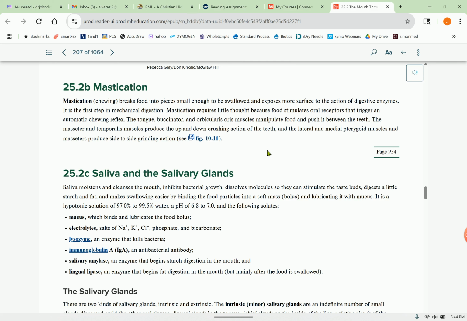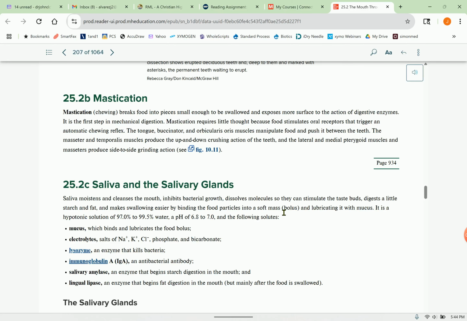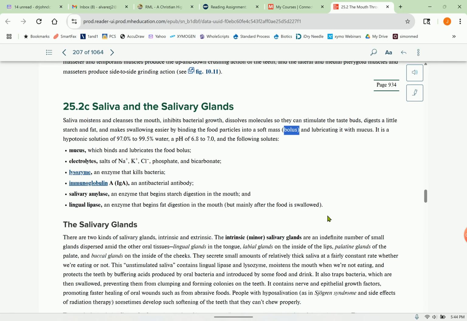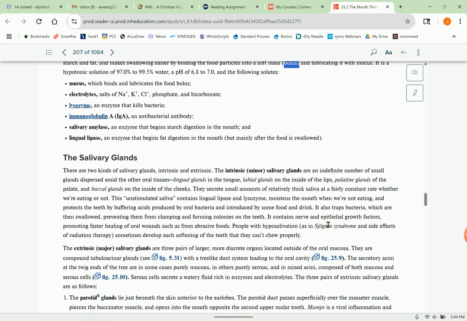When you start chewing your food and you break it down and then you begin the swallowing process, the food is now a bolus. Okay, so that bolus will then go into the esophagus and then eventually enter into the stomach. All right, earlier we talked about the amylase, and then here's the lingual lipase. Lipo or lipid is fat. ACE lets you know that it is an enzyme. And if ACE is attached to the word lipo, then it's going to begin fat digestion in the mouth.